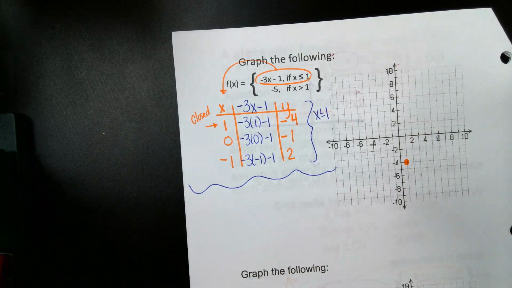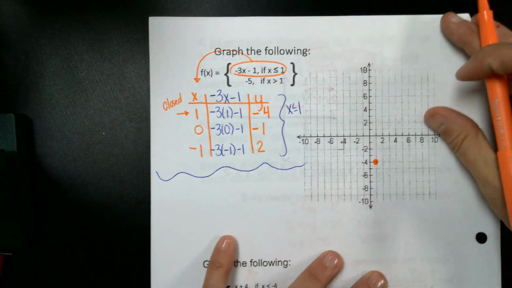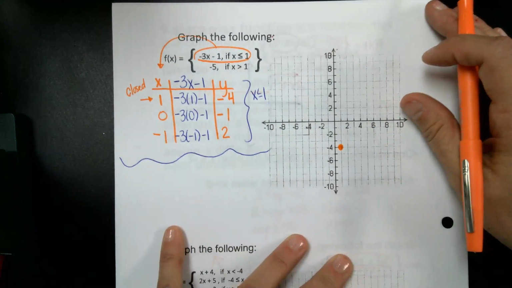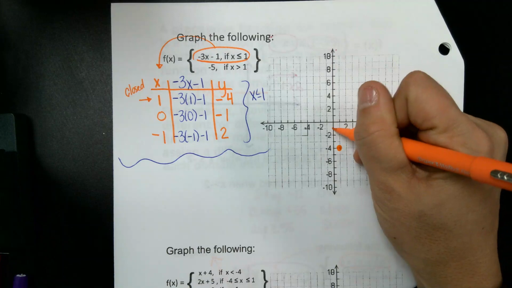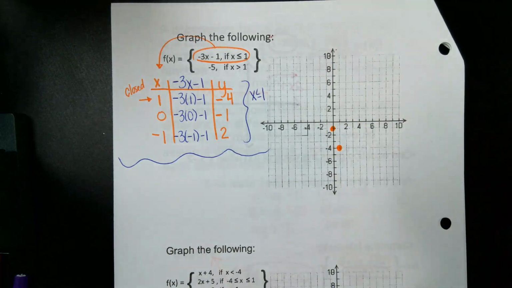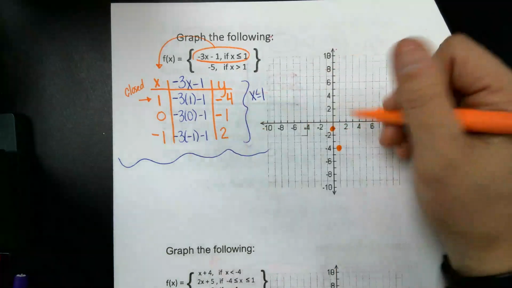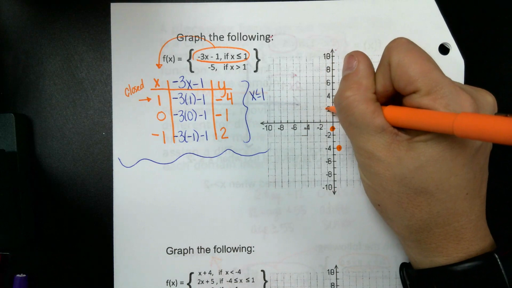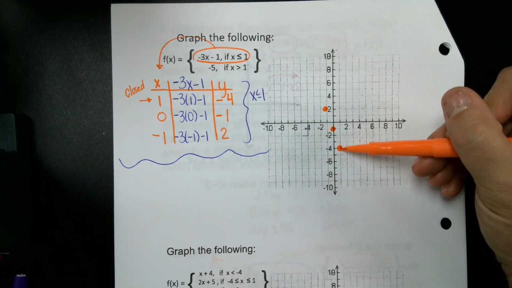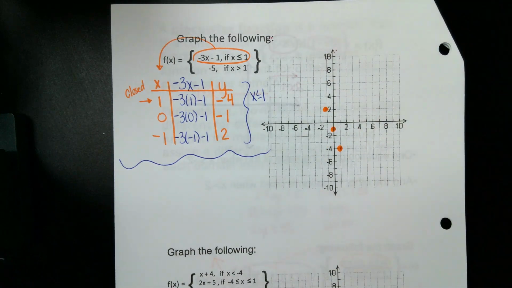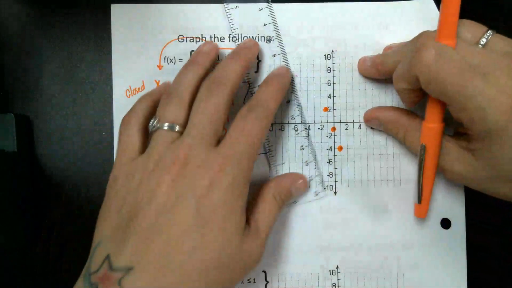Then for 0, -1, that would be here. And then -1, 2 would be here. Okay, so remember, this is our starting point and it's going up to the left.